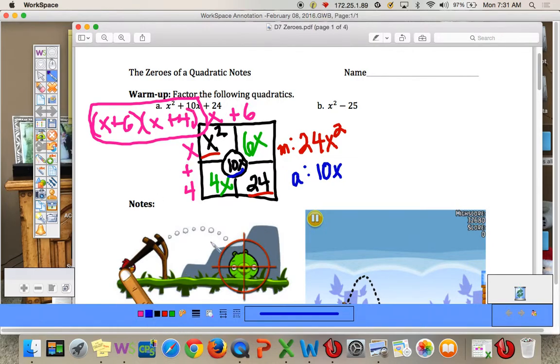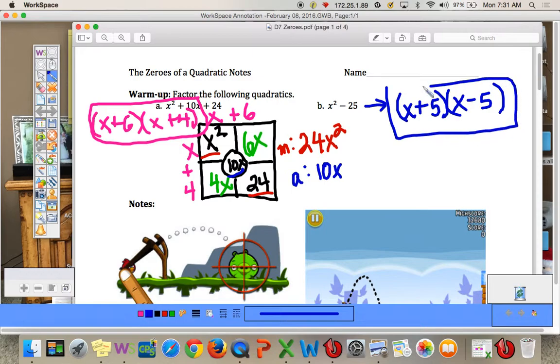For the second one, you should notice it's a pattern, difference of squares. If they're both square numbers being subtracted, you can take the square root of each one. So the square root of x squared is x. Put your plus and your minus. The square root of 25 is 5. And again, if you wanted to check your answer, you could multiply that out.